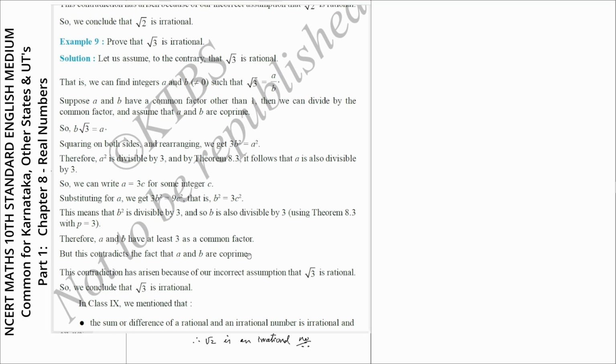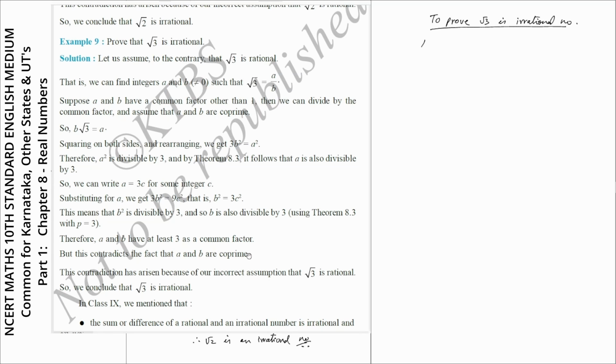Okay. So to prove root 3 is an irrational number, here also I'll use the same way that I used to prove that root 2 is an irrational number. In the previous case I tried to prove root 2 is a rational number, and I was not able to do so. So here also I'll try to prove that root 3 is a rational number.